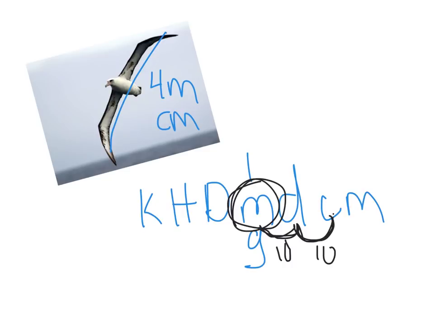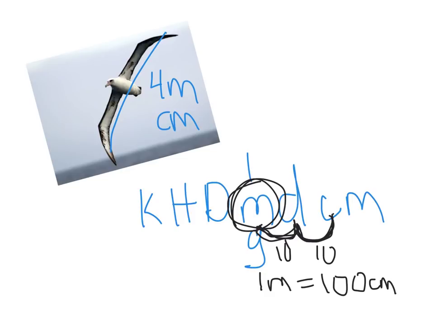So the question is, if I were to go from 1 meter, how many centimeters would that be? Well, I need 10 centimeters to equal a decimeter, and then times that by another 10, because I need 10 decimeters to equal a meter. So 10 times 10 means there's 100. 100 centimeters will equal 1 meter.